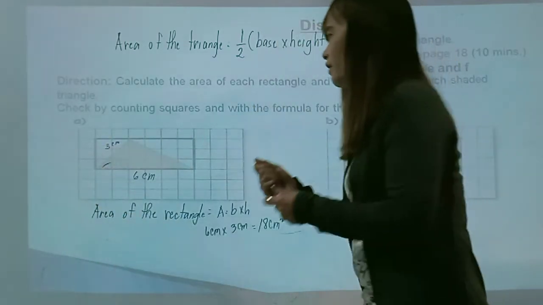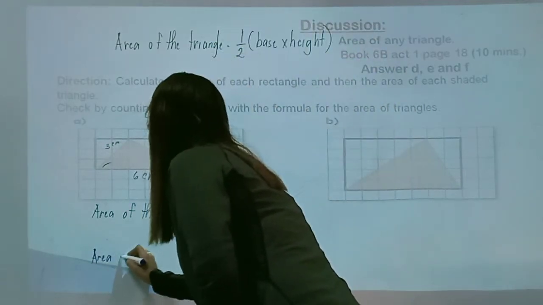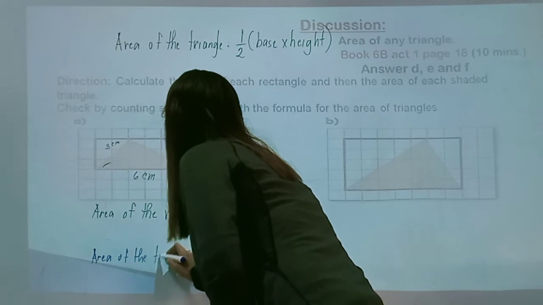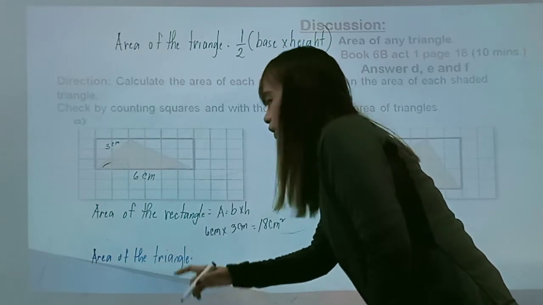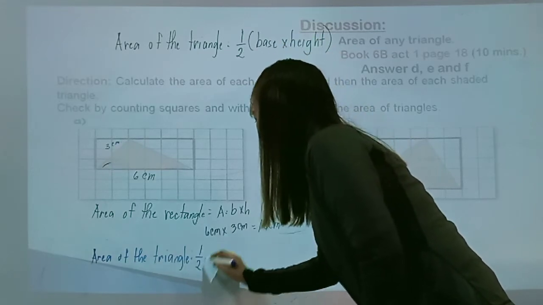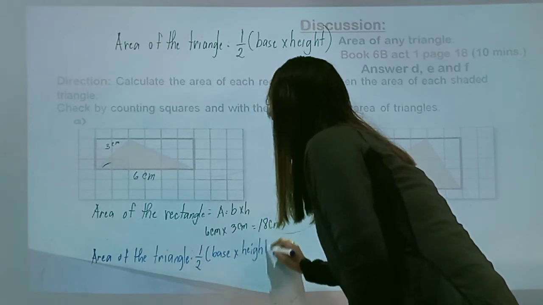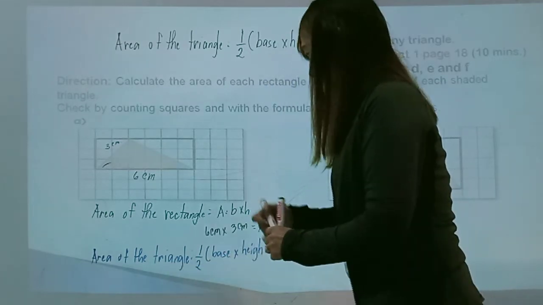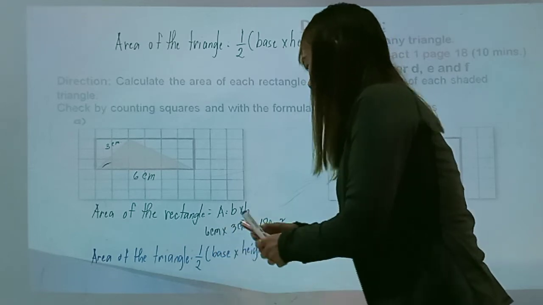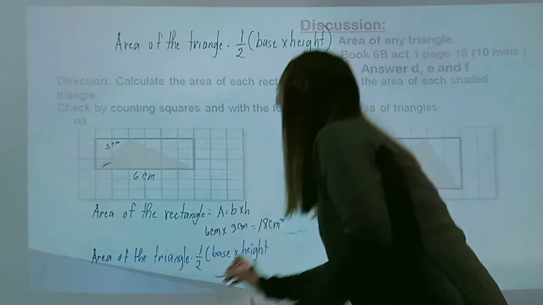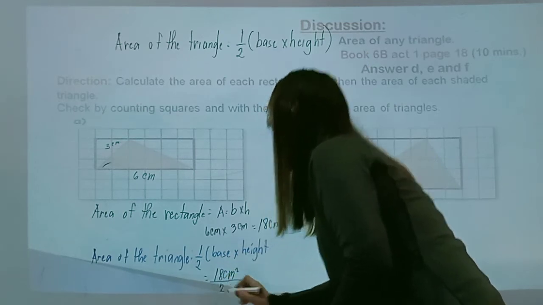Okay, how about the area of the triangle? Let us see. How are we going to find the area of the triangle? We need to use the formula 1/2 times base times the height. Since, class, the area of the rectangle is equal to 18 centimeters squared, we are going to write here 18 centimeter squared divided by 2.